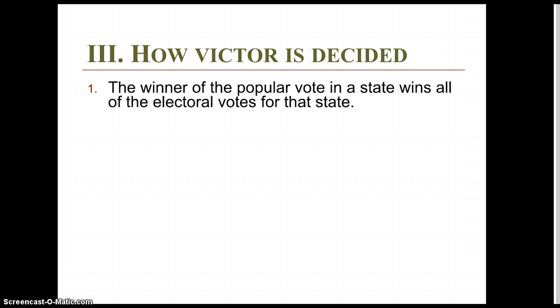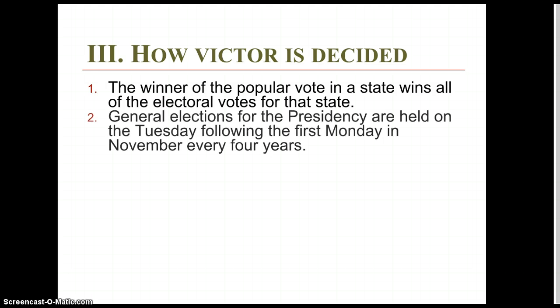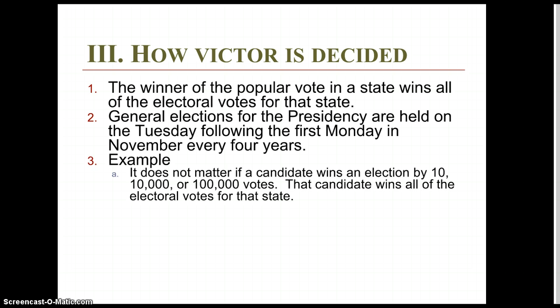So the winner of the popular vote in a state wins all of the Electoral College votes within that state. The general election for the presidency, the national one, is held on the Tuesday following the first Monday in November every 4 years. That's a little confusing, but that basically establishes that November 1st would never be an election. November 2nd could be, though. It doesn't matter if a candidate wins by 10, 10,000, 100,000, 1 million, 10 million votes. The candidate wins all of the votes for that state.